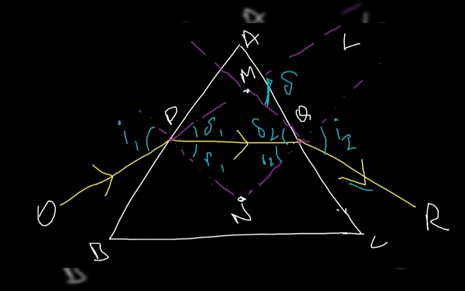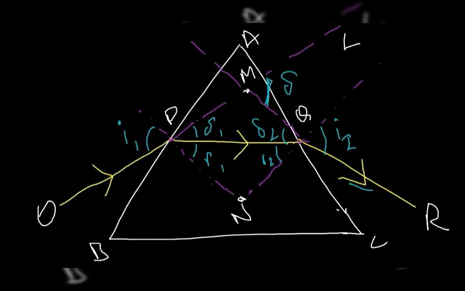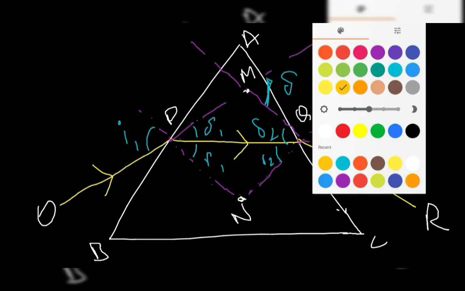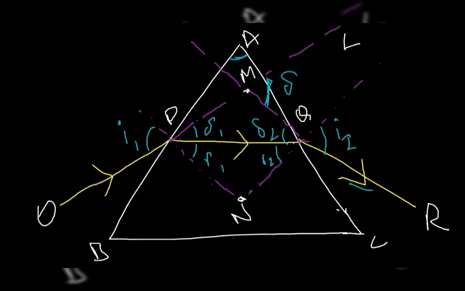Now we are going to tell you a very important thing. This formula we are going to prove. Let me write this formula. One second, before that I forgot to label one thing here. This angle is A. Okay, remember, angle of prism only.